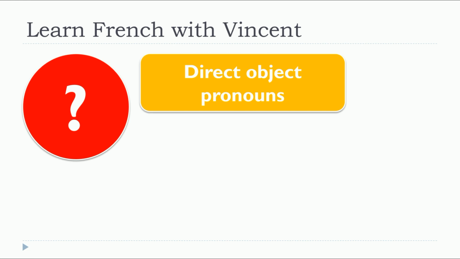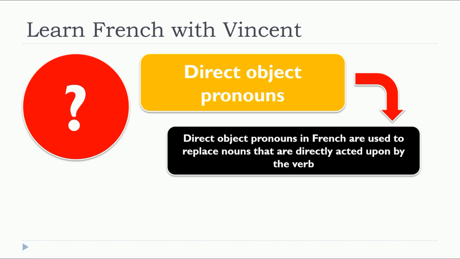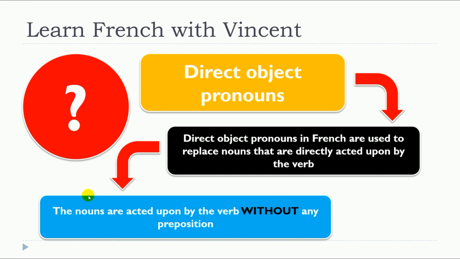My tip would be to look at my video covering this topic because it's extremely precise and detailed, but if we want to make it fast, then direct object pronouns in French are used to replace nouns that are directly acted upon by the verb. The nouns are acted upon by the verb without any preposition. That's the reason why we call them direct, because there is no preposition between the verb and the noun that the verb is acting upon.